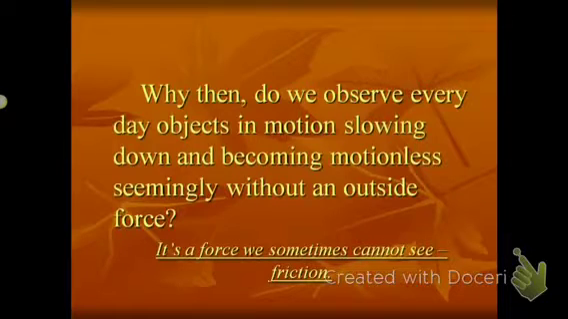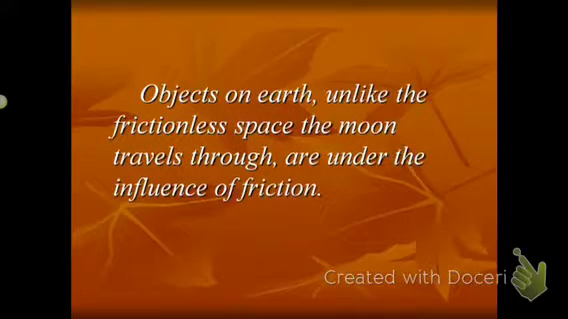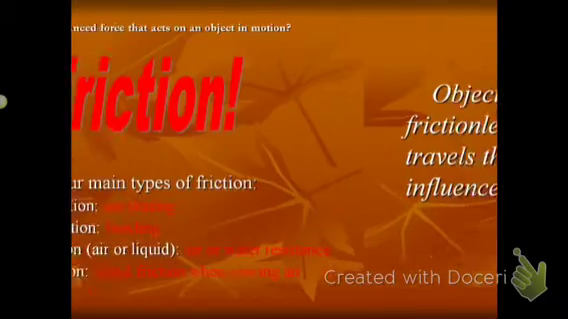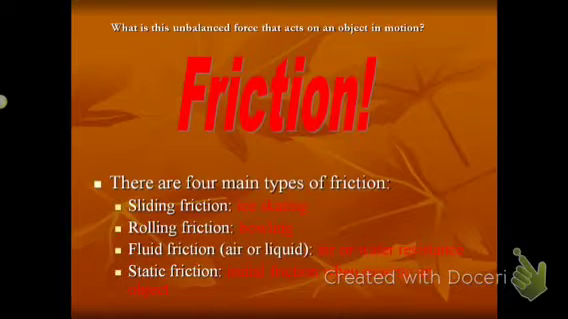So then why every day do we observe objects in motion slowing down and becoming motionless without an outside force? We just talked about that with the golf ball. One of them is gravity, the other one is friction. Okay, so on Earth we have lots of matter. The air is made up of matter, things you breathe. Remember, matter is anything that has mass and takes up space. So even though we can't see air, we can definitely feel it when it's blowing on our face. So it has matter and it takes up space. The other thing is friction, the unbalanced force that makes an object stop moving. If you roll a bowling ball, eventually that bowling ball is going to stop rolling because of friction.